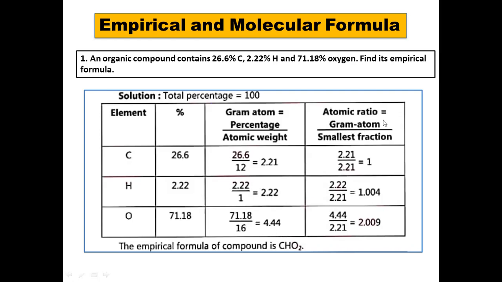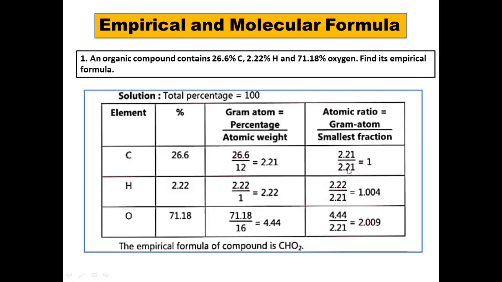So what is the atomic ratio? We have calculated the gram atom. Atomic ratio is equal to gram atom divided by the smallest fraction. So from the calculation of percentage by atomic weight, the smallest value is 2.21. We divide this 2.21 into each of these gram atom values, so gram atom divided by the smallest fraction.